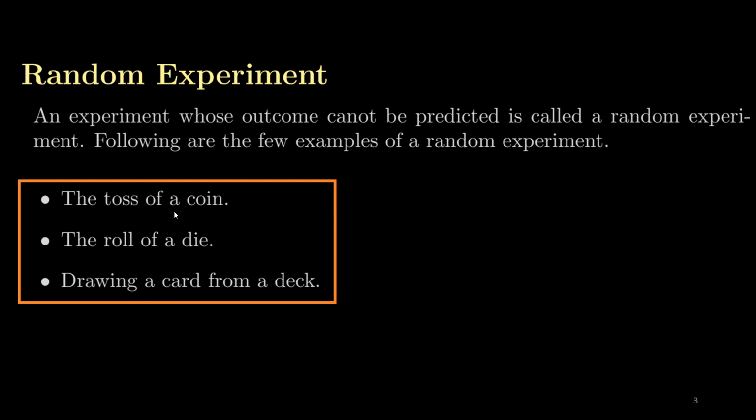So if we take the example of flipping a coin, we know that the two possible outcomes are head and tail. But when we flip a coin or toss a coin, we cannot predict in advance what is going to be the outcome. That is why the tossing of a coin is an example of a random experiment. Similarly, a die has 6 sides. When we roll a die, we cannot predict in advance which side is the outcome of that experiment. Therefore, this is also an example of a random experiment.